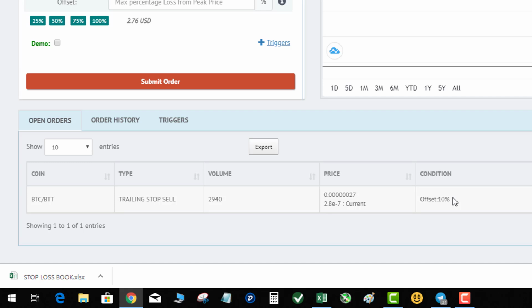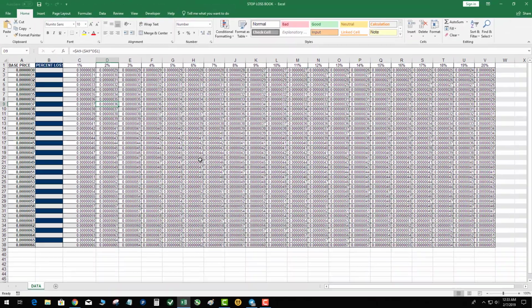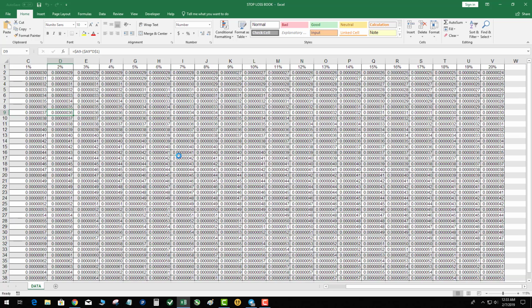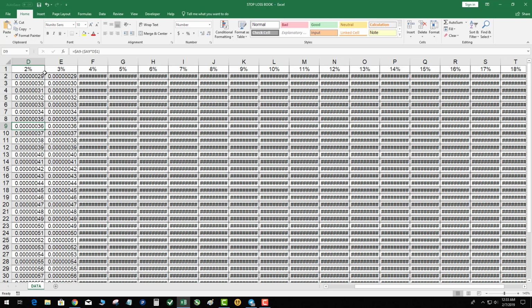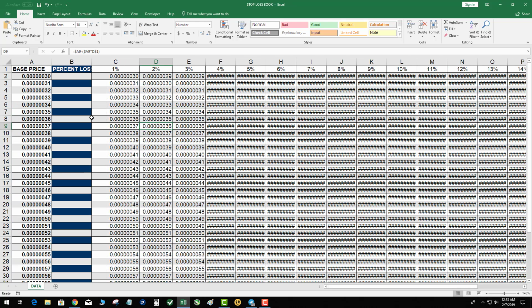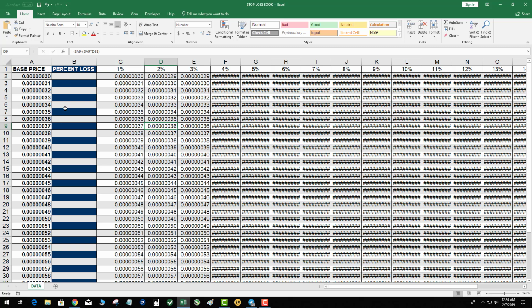Well, that's really easy, actually. I created a spreadsheet just for BTT. All right. So this is where it gets really cool. And I'll leave a link down on Google Drive to share this. It's all dynamic. So let's say that the current price was 30 sats.